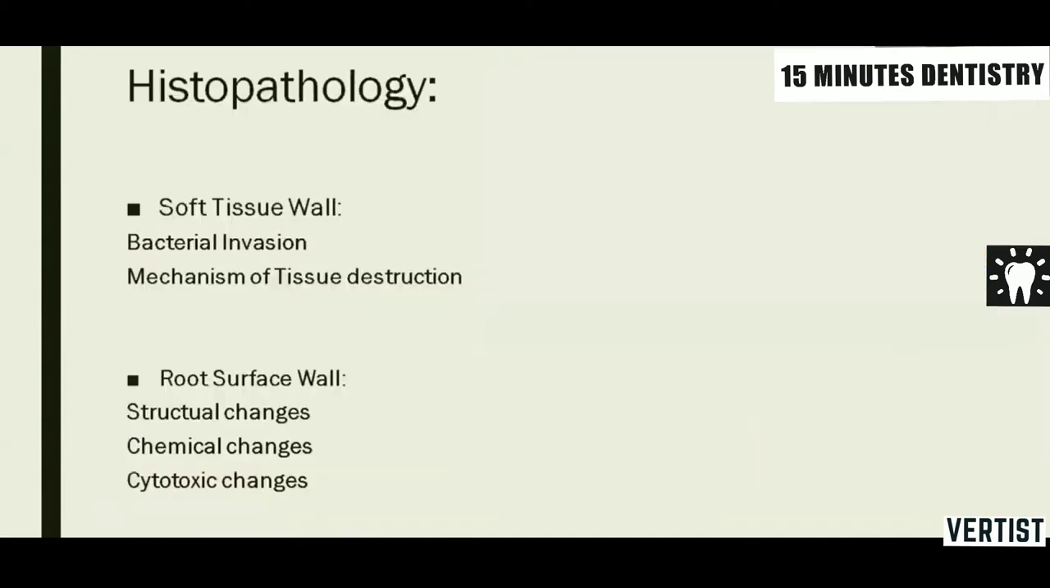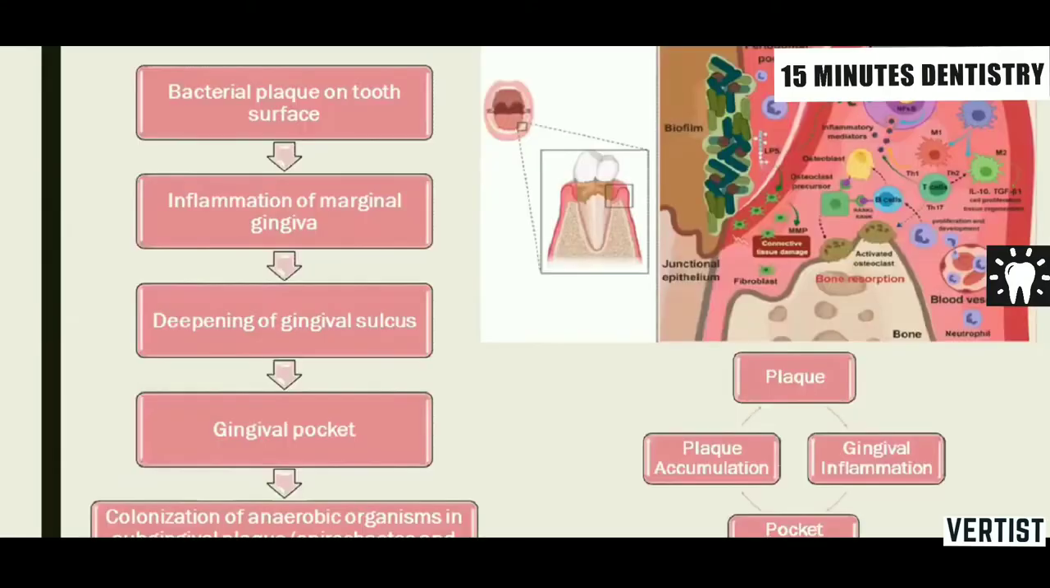Now what is the histopathology? Histopathology of the periodontal pocket: remember, the pocket has two walls. One is a soft tissue wall, and one is a hard tissue, root surface wall. Here you can see this is the soft tissue wall of the pocket, and this is the root surface wall of the pocket.